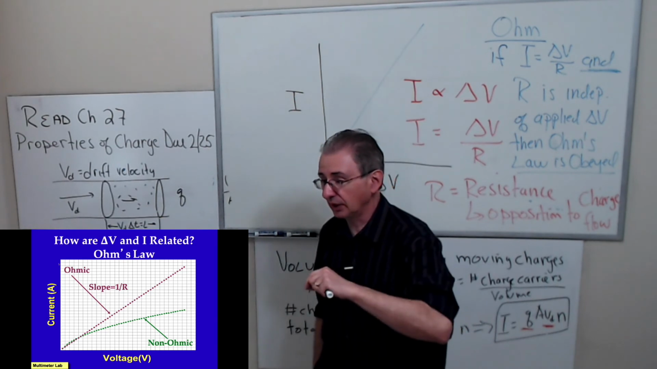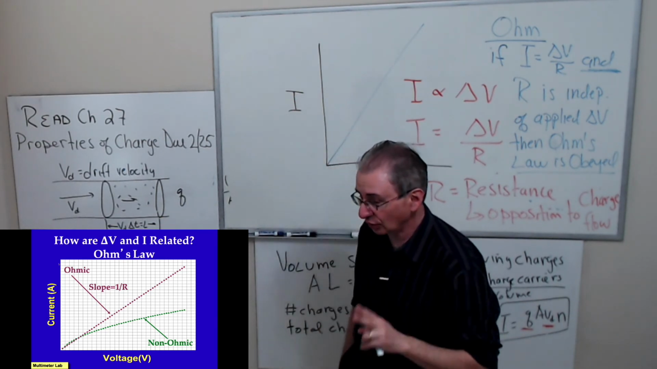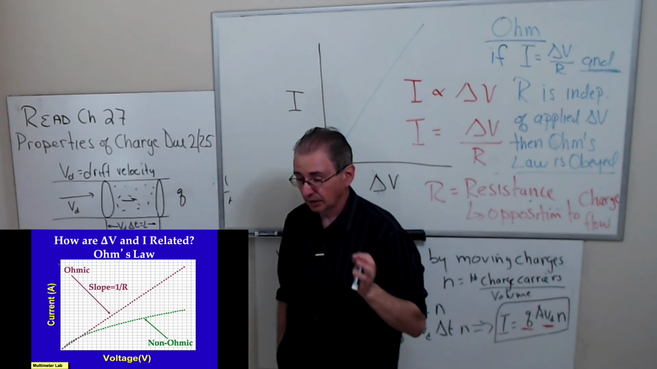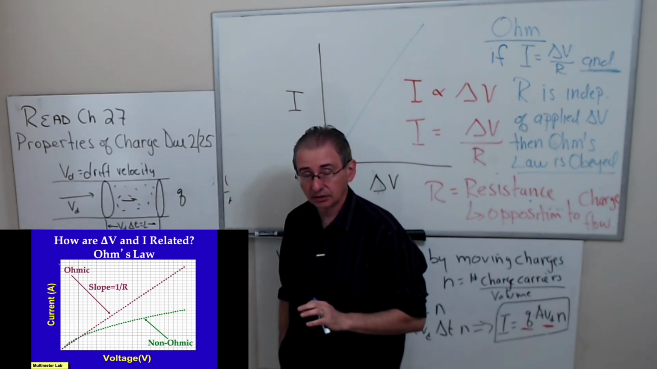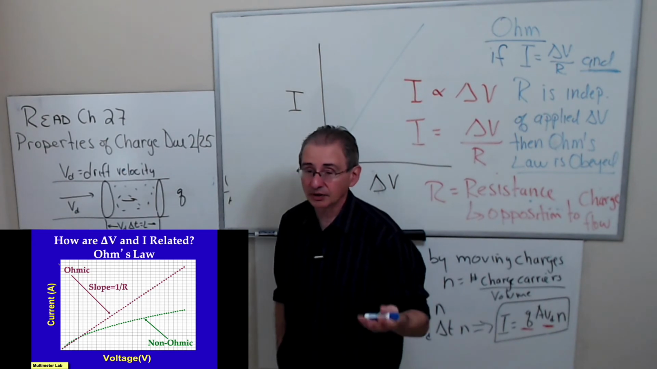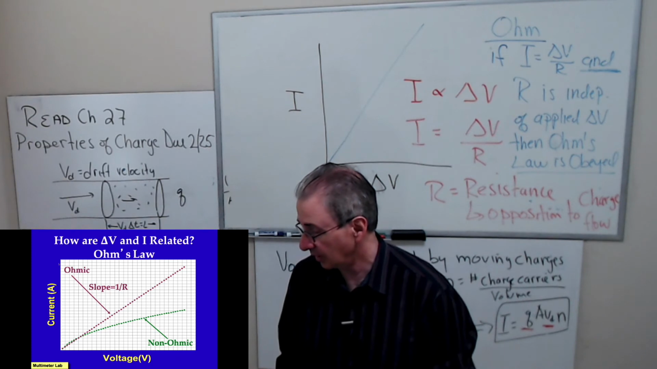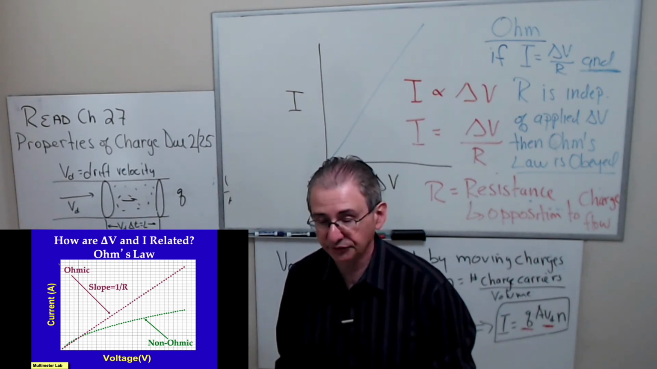So in 2 weeks, you're going to do the Ohm's Law lab, and you'll look at a material that's ohmic, and you'll look at a material that's not ohmic. The non-ohmic one is actually going to look at two materials that are not ohmic. One's a light bulb, the other one's going to be a diode.